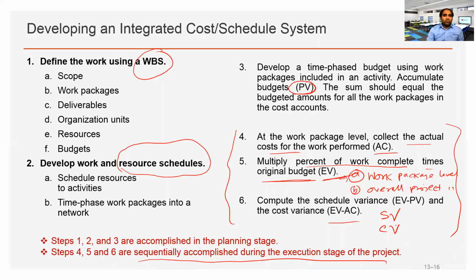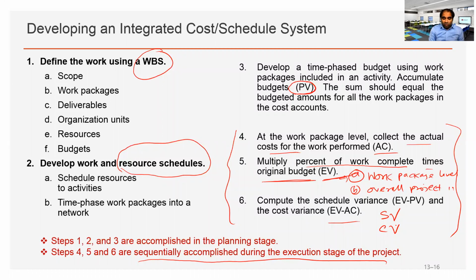I repeat again, 1, 2, 3 are done in the planning stage, and 4, 5, 6 is a sequential process. As the project proceeds, we calculate the actual cost, and the percentage of work completed so far, multiplied by the planned value or original budget, gives us the earned value. We do it at the work package level, and then we add them up to get the overall earned value of the project, and then we calculate the variances, SV and CV.